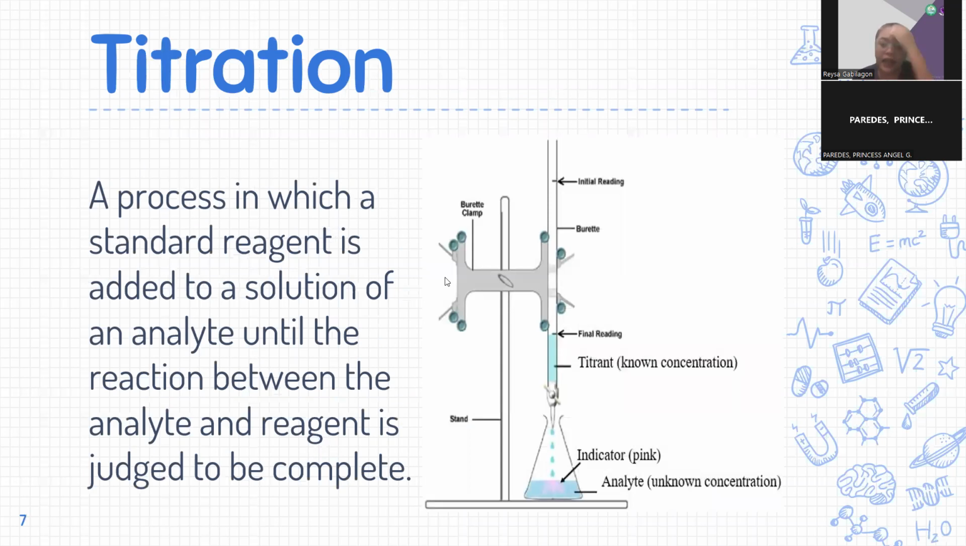This is our titration setup. Please be familiar with the different laboratory apparatuses that we used for titration. Burette is the most important one, and class, the substance being added through a burette is called a titrant. Okay, again, it's called a titrant.